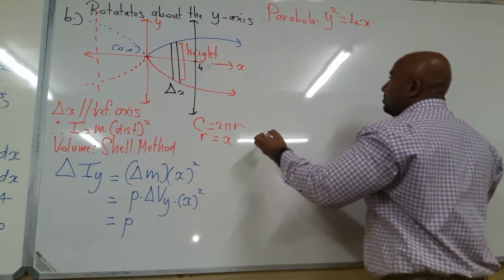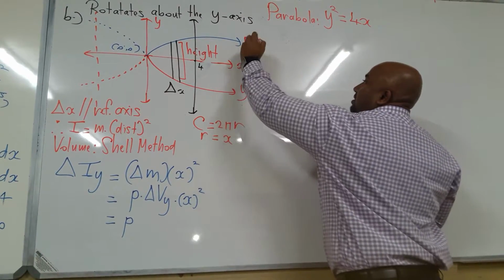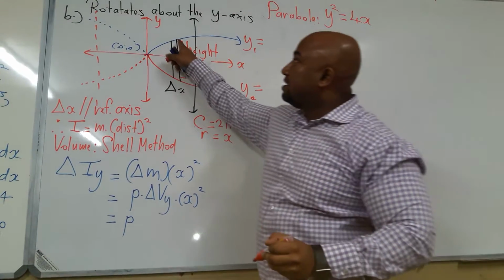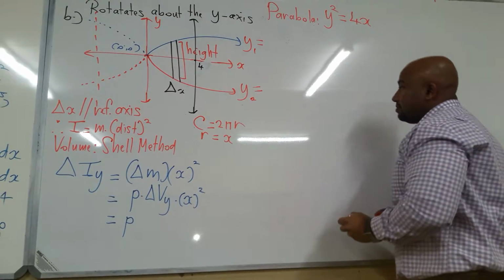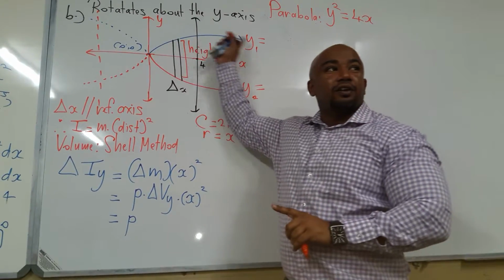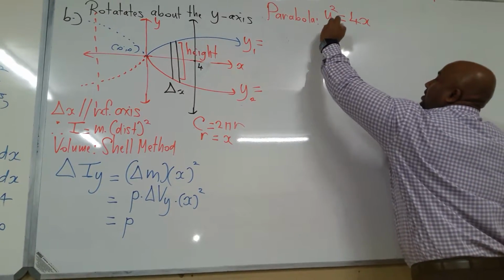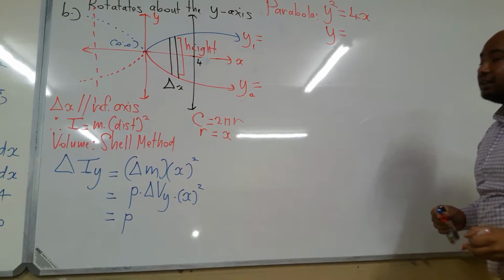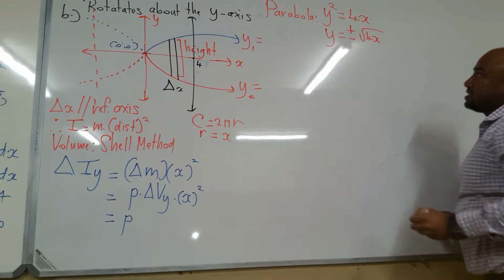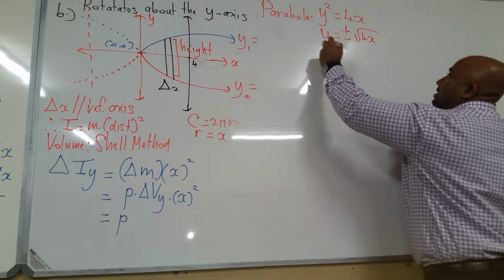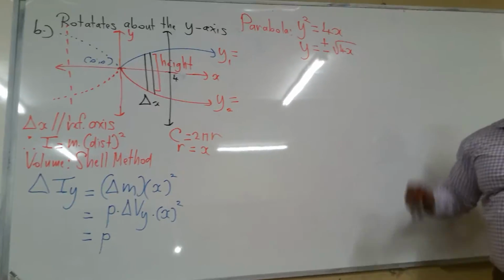Now, what is the equation of the top curve? What is the equation of the bottom curve? Because we need to know the value at this point, minus the value at the bottom. You can see I drew the blue on the top and red on the bottom to show you the two different curves we're dealing with. If I want to make y the subject of the formula, y is equal to plus or minus the square root of 4x. Let's just leave it like that for now. This can be simplified further.